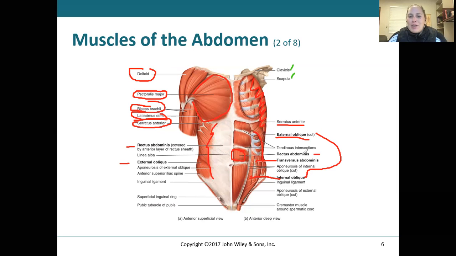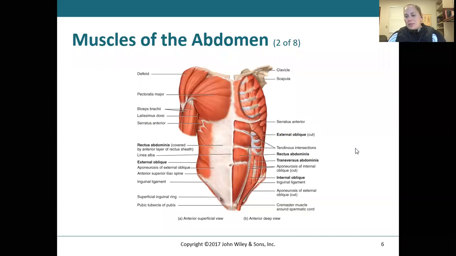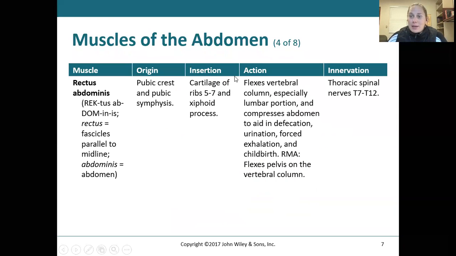But anything that I've circled or annotated in red is essentially up for grabs. And don't freak out, because we're going to be going through these muscle groups multiple times on different slides. And so you'll probably get tired of the names of them by that time.